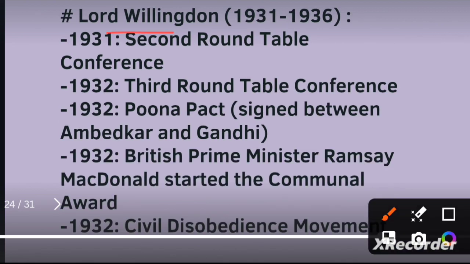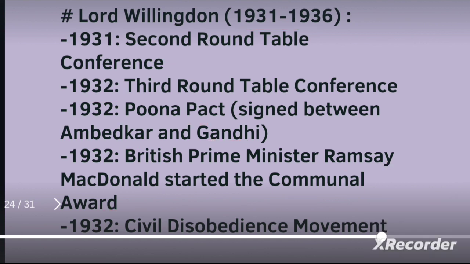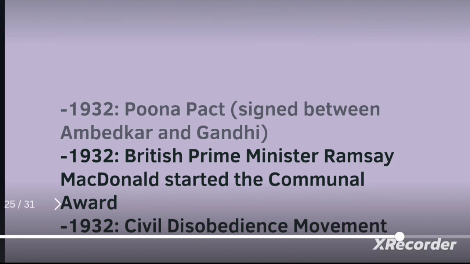Lord Willingdon, 1931 to 1936. 1931, Second Round Table Conference. 1932, Third Round Table Conference. 1932, Poona Pact signed between Ambedkar and Gandhi. 1932, British Prime Minister Ramsay MacDonald announced the Communal Award. 1932, Civil Disobedience Movement.